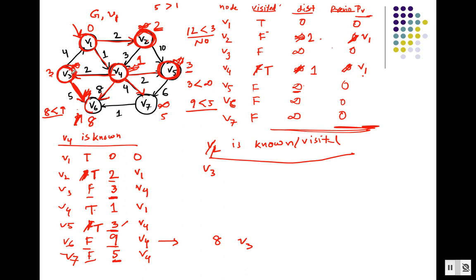that if we go from v3 to v6, we have to update the distance value, because if we go from v3 to v6, the distance becomes 3 plus 5, 8, which is less than the current distance. The current distance was 9, so we have to update the distance for v6 with 8, and the previous node will be v3.